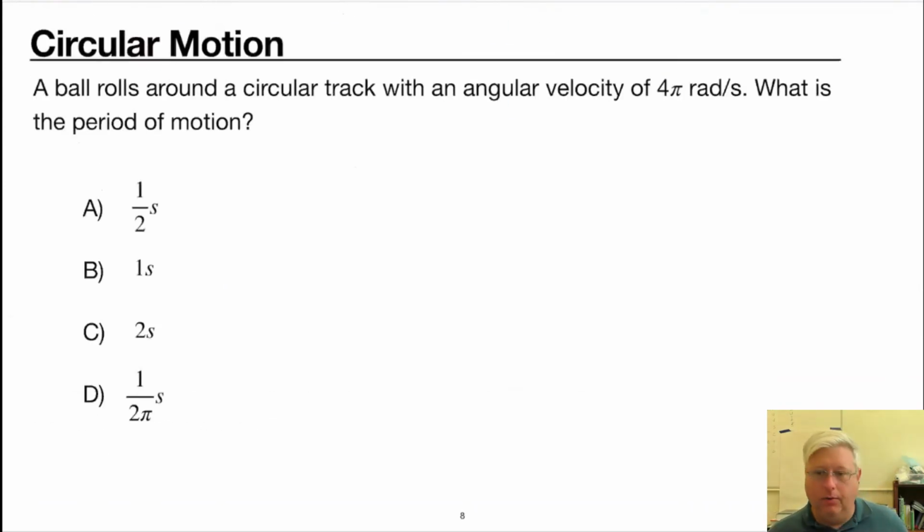All right, so let's say we have a ball rolling around a circular track and it has an angular velocity of 4 pi radians per second. Can you determine the period of the motion? So if we want to pause for a moment and give that a try, you can.